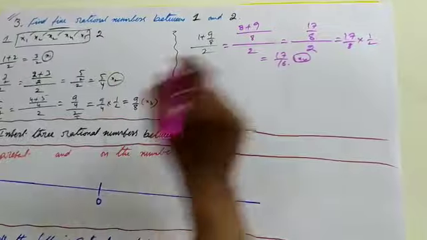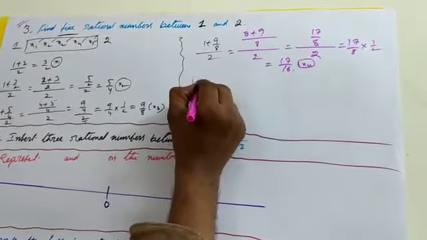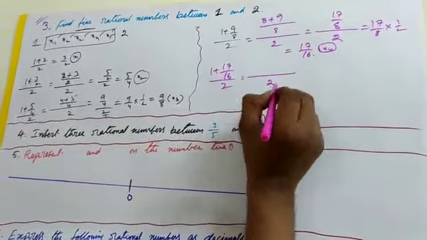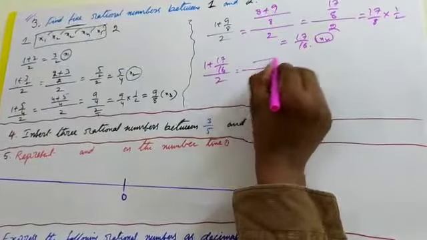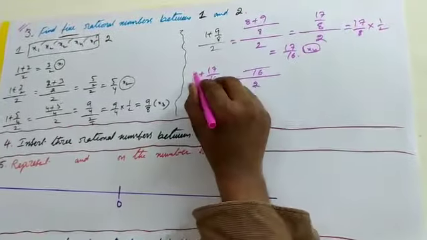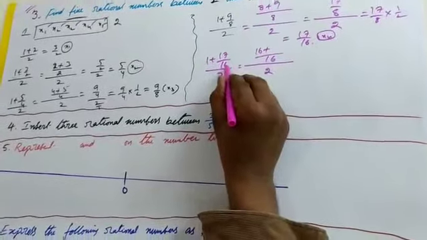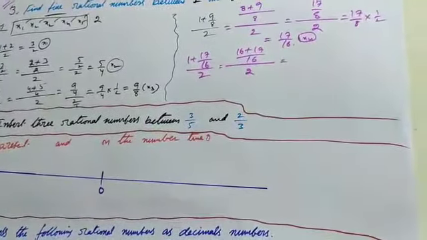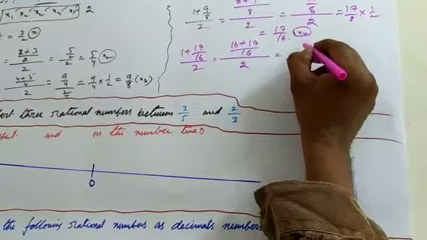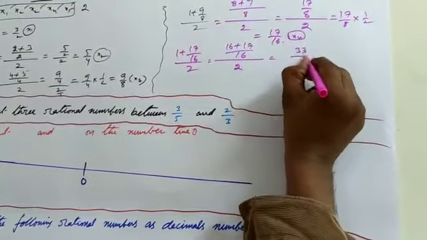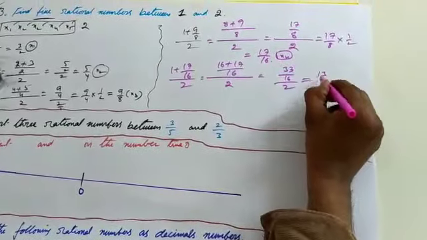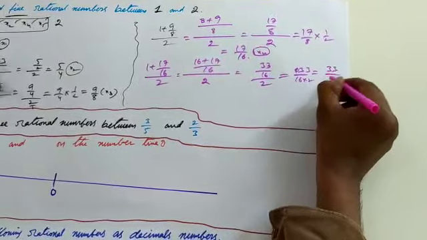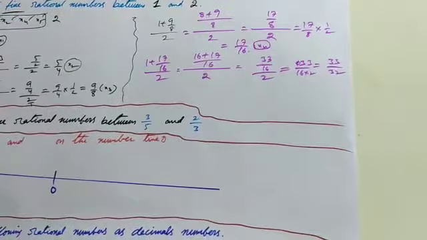Similarly, what do you want next? Again, 1 plus 17 by 16, whole divided by 2. The LCM of the numerator is 16. 16 by 1 is equal to 16, 16 into 1 is equal to 16 plus 16 by 16 is equal to 1, 1 into 17 is equal to 17. Therefore, 16 plus 17 is equal to 33. 33 by 16 whole divided by 2, that is equal to 33 by 16 into 1 by 2. That is equal to 33 by 32. Now this is x5.